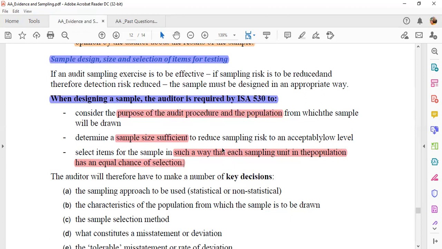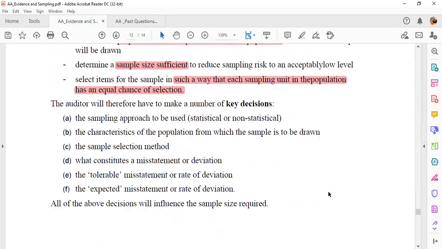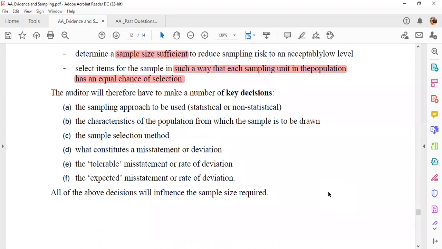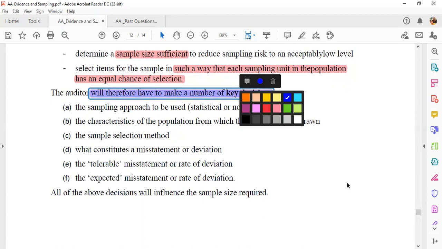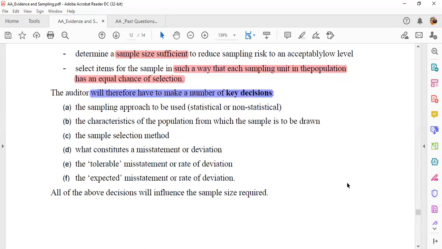So please, these are very, very important. The auditor will have to make a number of key decisions regarding this design of sampling. What are some of the decisions that you need to make? Please don't forget this, it is a very important aspect. So what are the key decisions that the auditor is going to make?